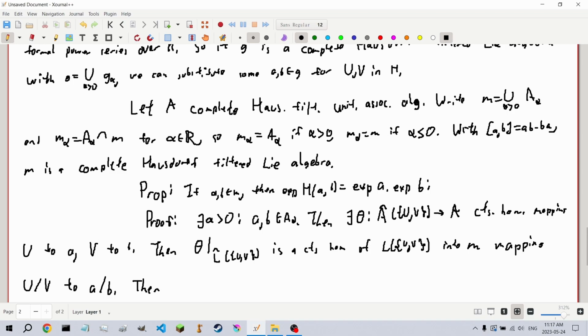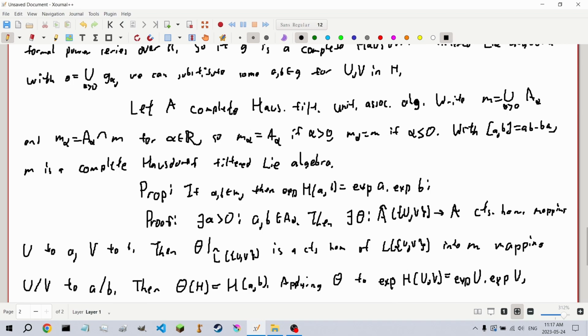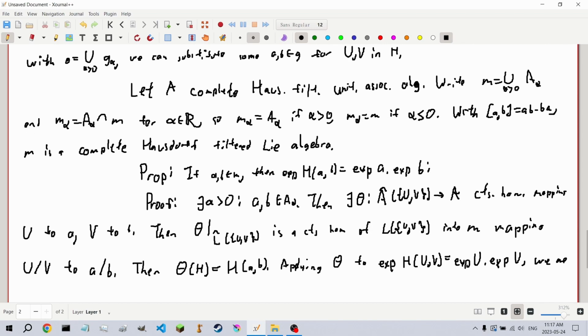Then, by an old formula, we have theta of H of U and V is H of A and B. Applying theta to the formula, the exponential of H of U and V is the exponential of U times the exponential of V, and that is everything.